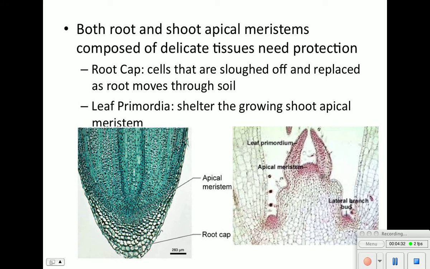Why do I say that? Roots and shoots are surrounded by tissues for added protection. So here's my apical meristem, and it's protected by these two leaf primordia. The root meristem is protected by a root cap, and we're going to talk more about what this root cap actually does in a later slide.